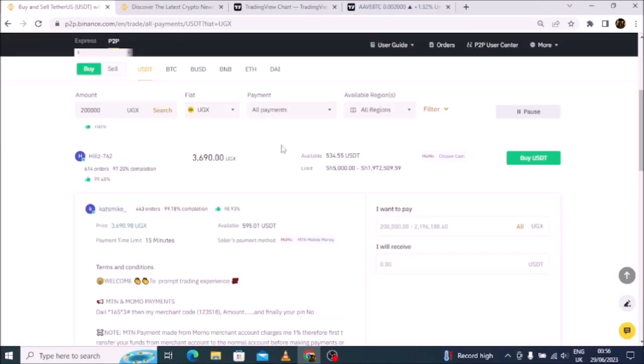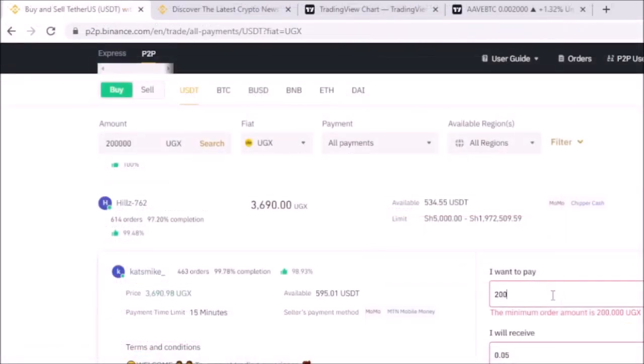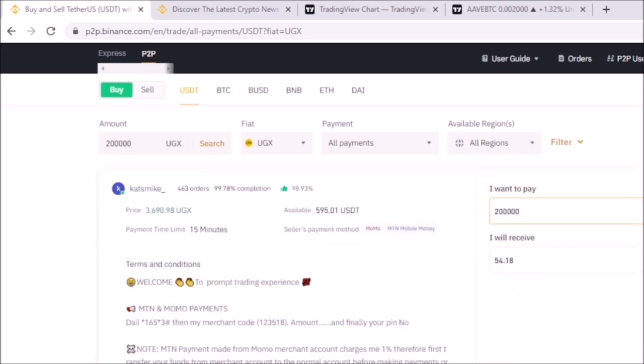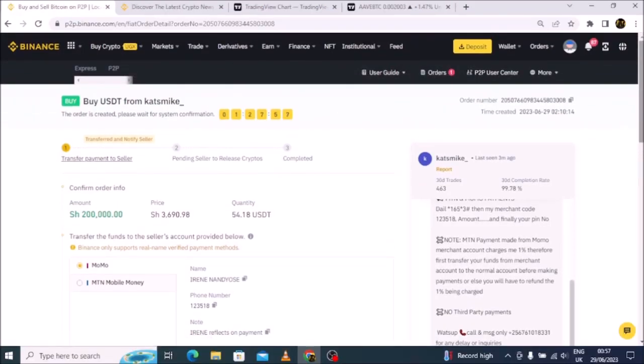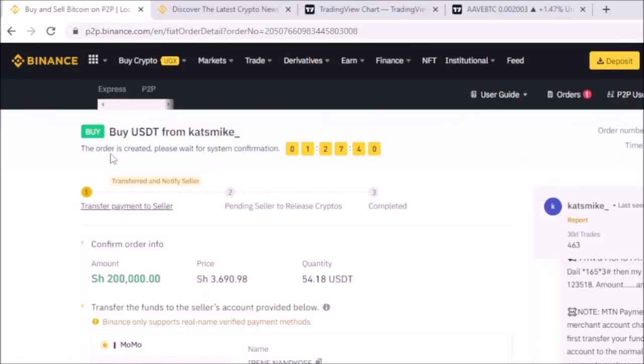Once you've reached here, you put the amount you want to pay. Let's say the amount was 200,000. So you will say I want to buy USDT. This is where you're going to find this trick. Most people fall victim because of this trick. When you come here, the order is created. Please wait for system confirmation.